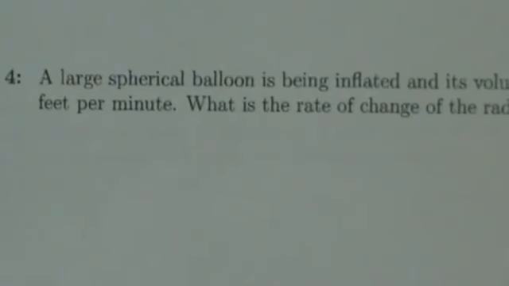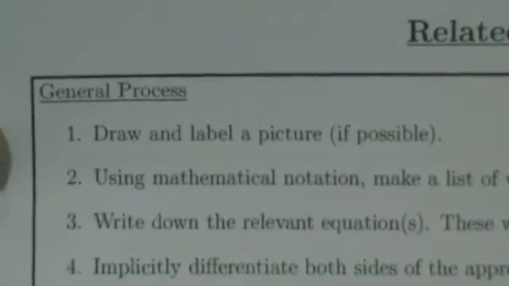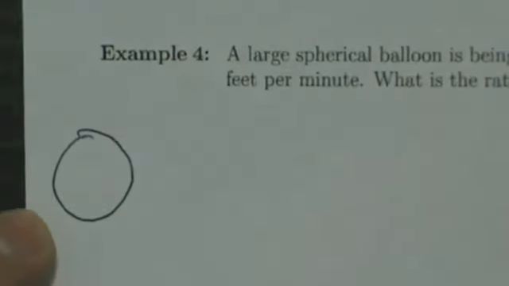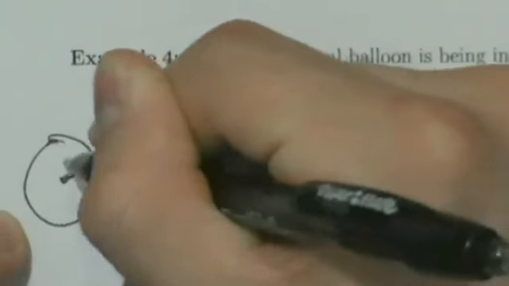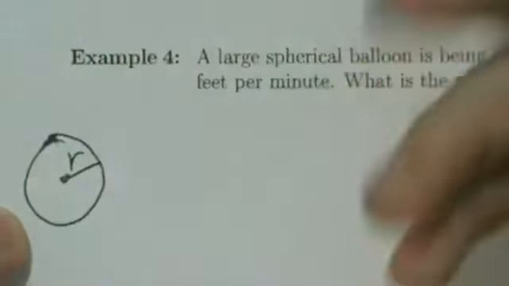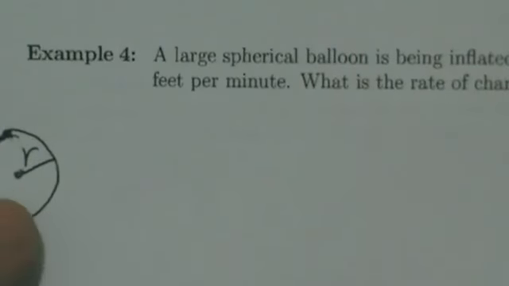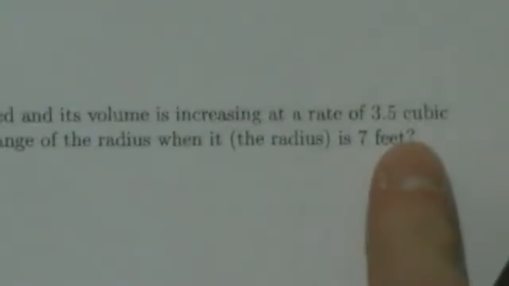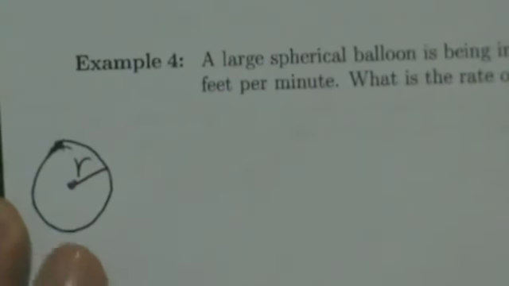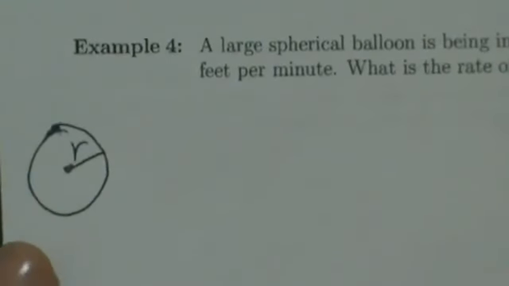Now let's go to our general process here. Step 1, draw and label a picture if possible. It is possible in this case, but it's probably not going to be very helpful. We just have a spherical balloon that's being inflated. So a sphere, and here's the radius, which we'll just call little r. The volume is increasing at a rate of 3.5 cubic feet per minute, but that's not really something to label on a picture here. But anyway, that's it for step 1.